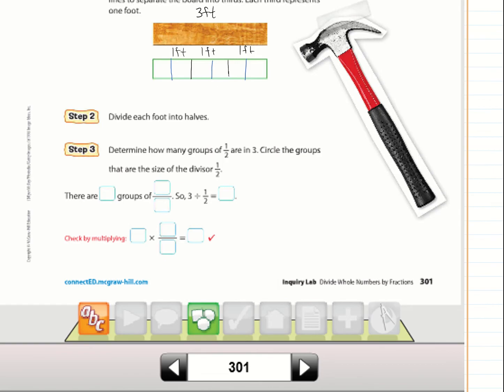So how many pieces do I have? I have 1, 2, 3, 4, 5, 6 pieces. So step 2, divide a foot in halves. I did that. Determine how many groups of halves are in 3. Circle the groups that are the size of 1/2. So if I circle all those, I have 1, 2, 3, 4, 5, 6. There are 6 groups of 1/2, so 3 divided by 1/2 equals 6. Check by multiplying, so I'm going to do the opposite: 6 times 1/2 equals 3.